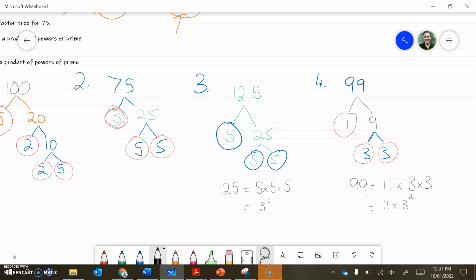And then generally by convention, because they're all being multiplied, we can write them in any order, and we generally write our smaller numerals first. So it'll be 3 squared times 11. And then we've written 99 as a product of powers of prime.